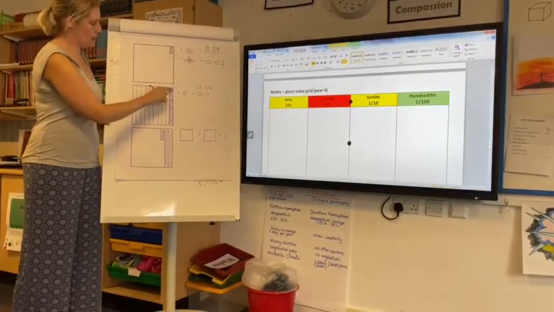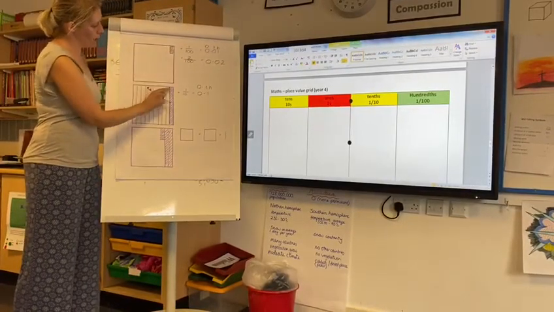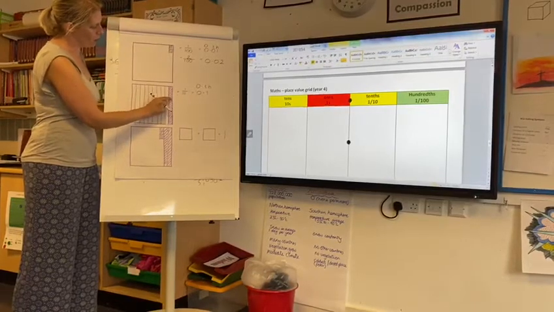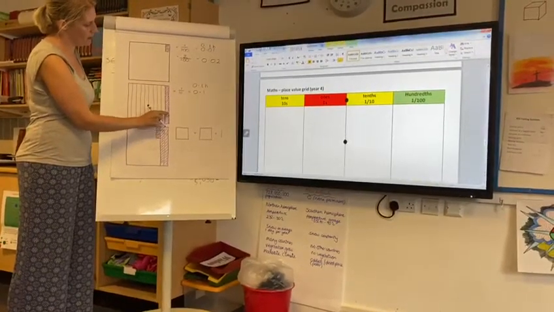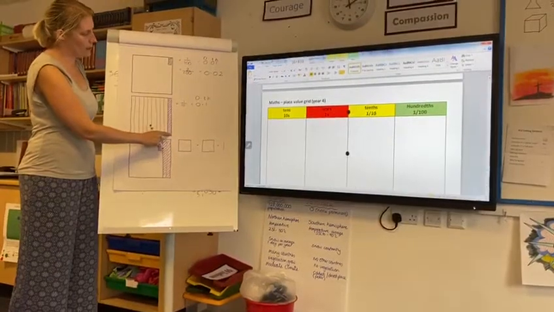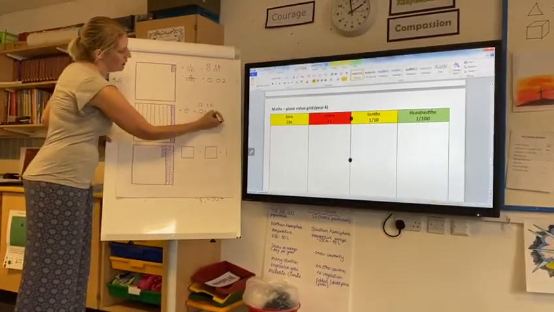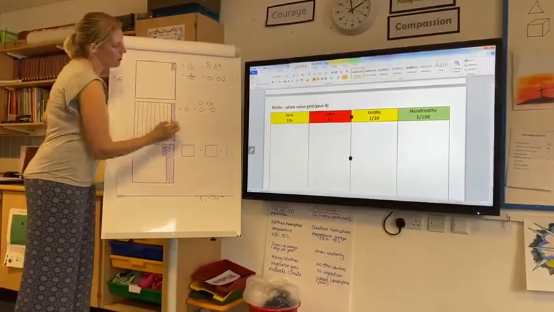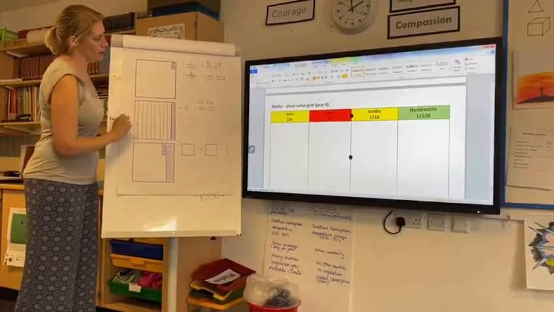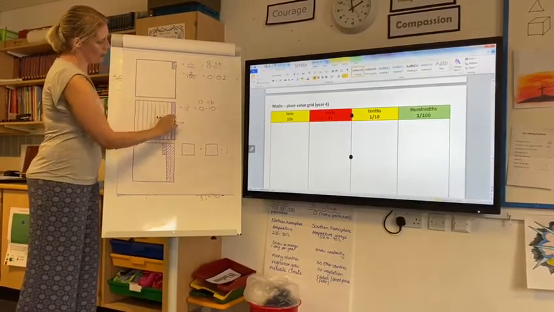Another way of looking at this is to say, if we go back to our little squares, I've actually coloured in 1, 2, 3, 4, 5, 6, 7, 8, 9, 10 hundredths. If I put my 0 there, you can see the number 10. So 1/10 or 10 hundredths.